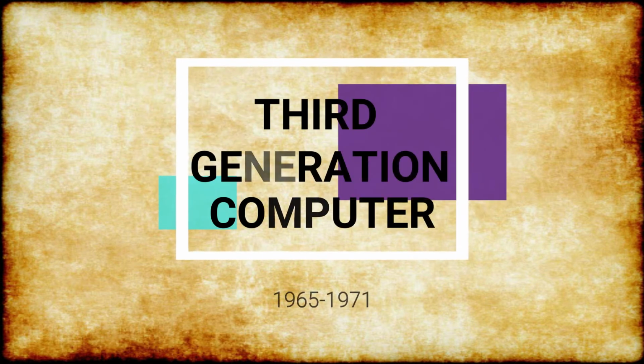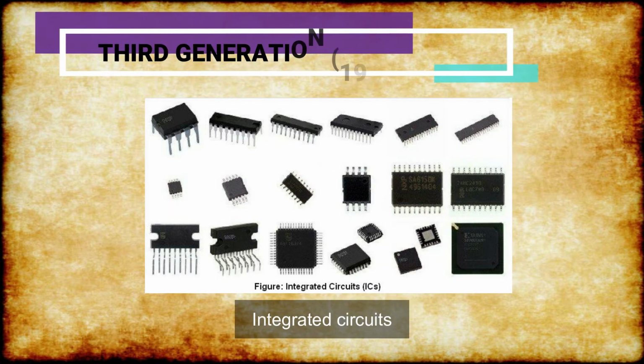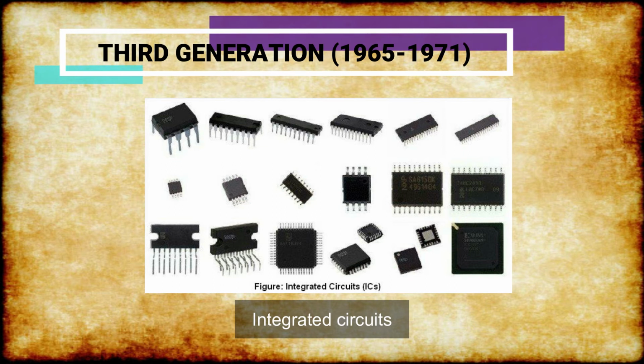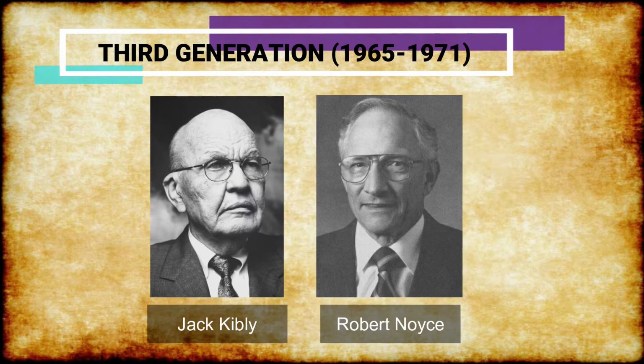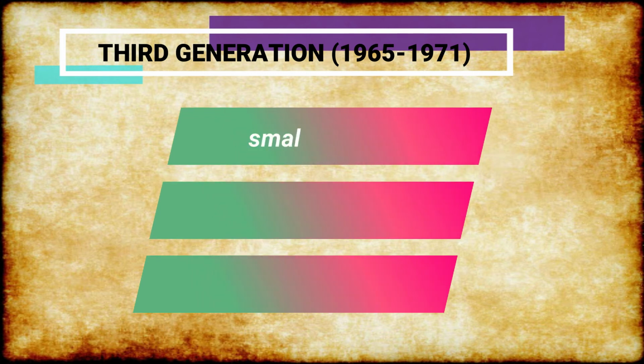1965 until 1971 is the period of third generation computer. The computers of third generation use integrated circuits in place of transistors. The first integrated circuit was invented by Jack Kilby of Texas Instruments and Robert Noyce of Fairchild Semiconductor in the 1950s. The development made computers smaller in size, reliable, and efficient.